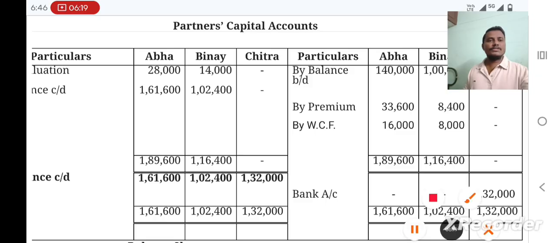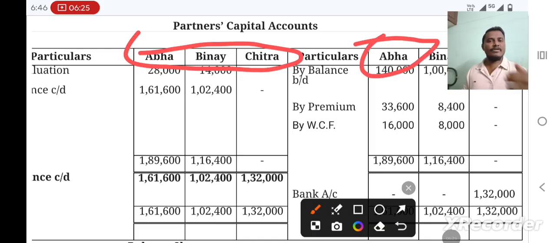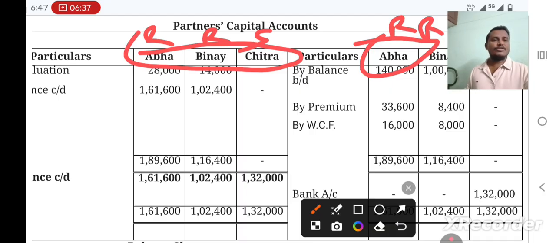Here, if you notice, they have given the partner's name wrongly, so you can replace it with our partner's name. Here it is Raman, here it is Rohit, here it is Saloni. Same way here also, Raman, Rohit, Saloni. That's not the big issue.